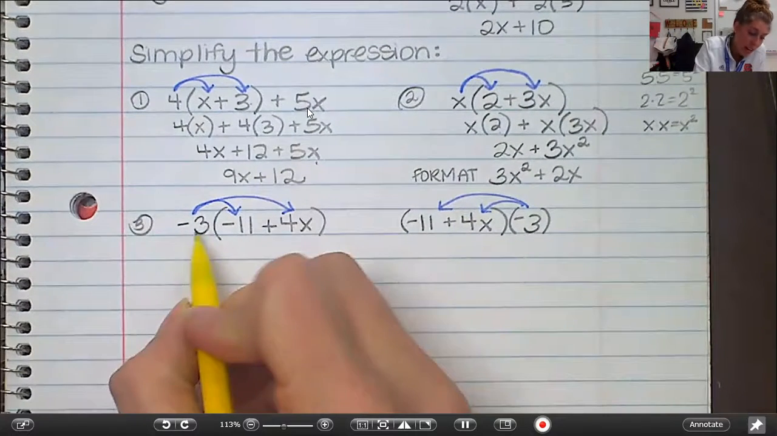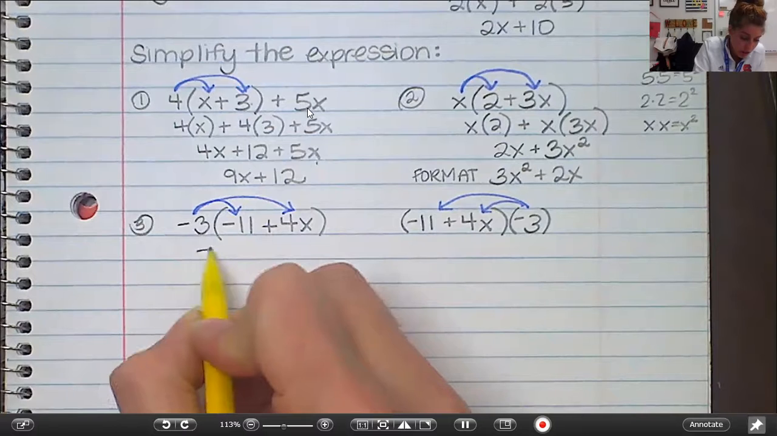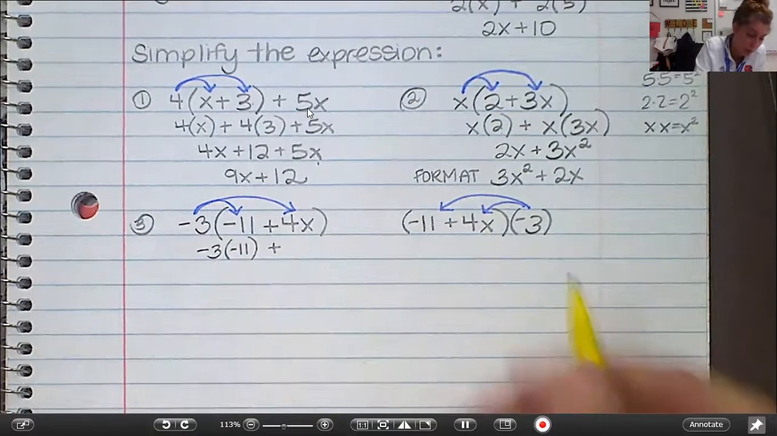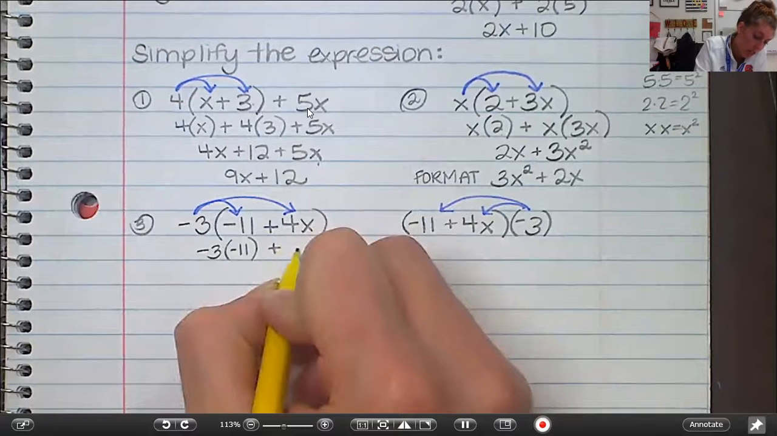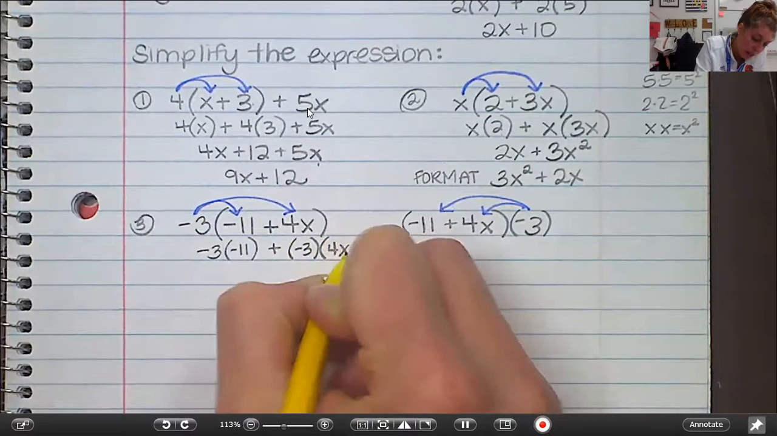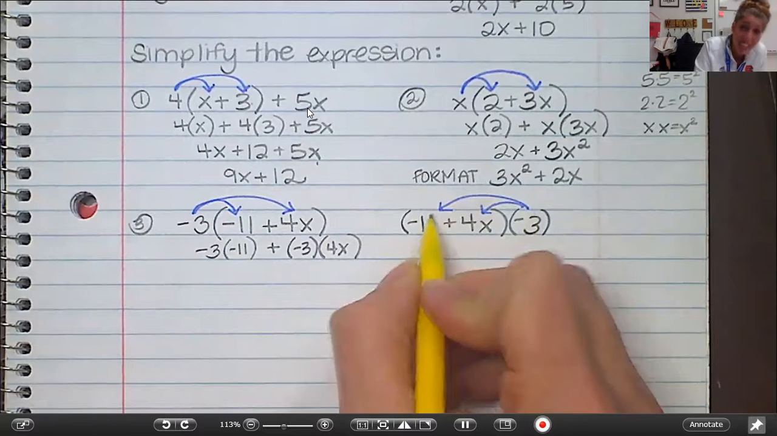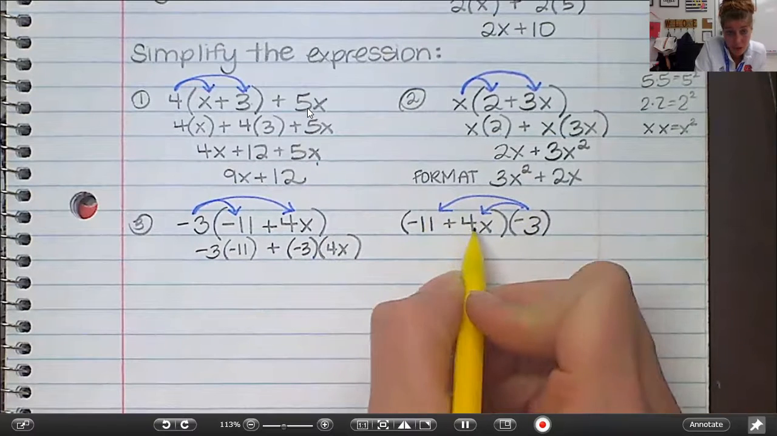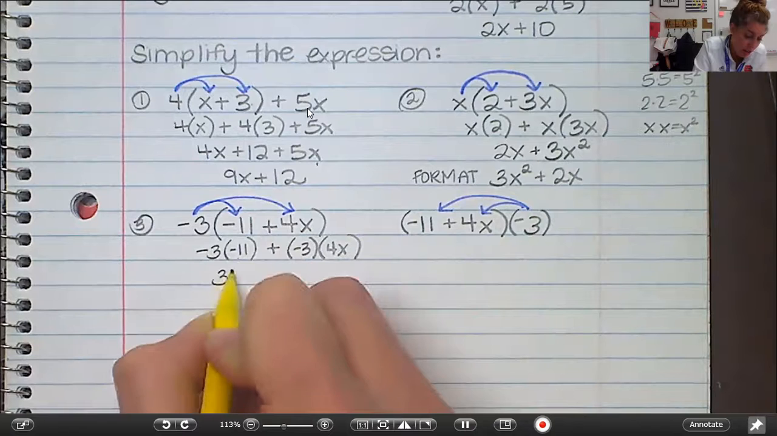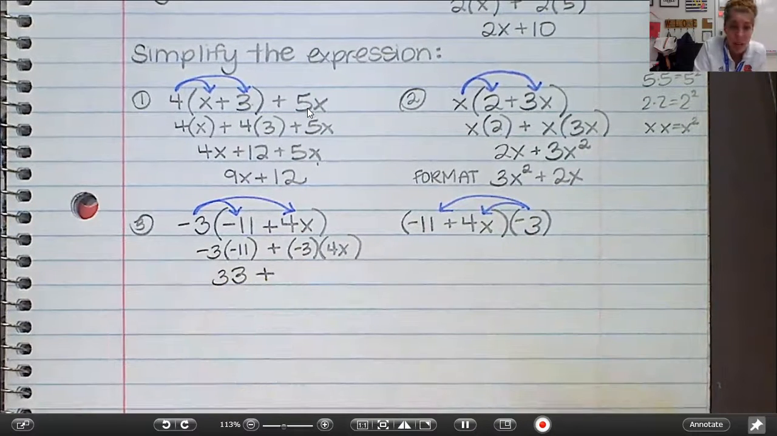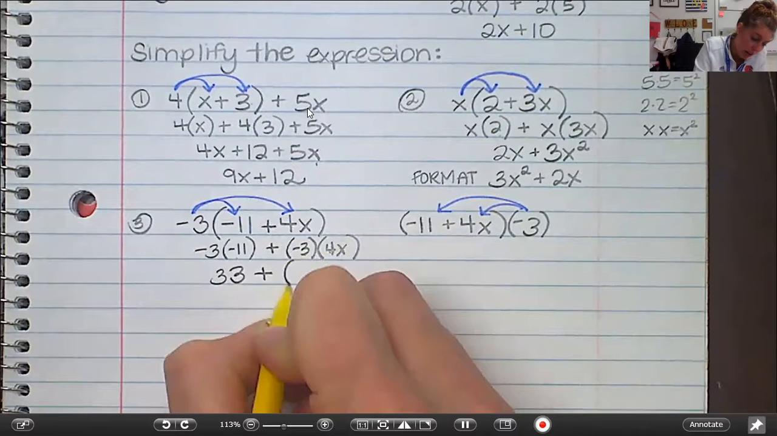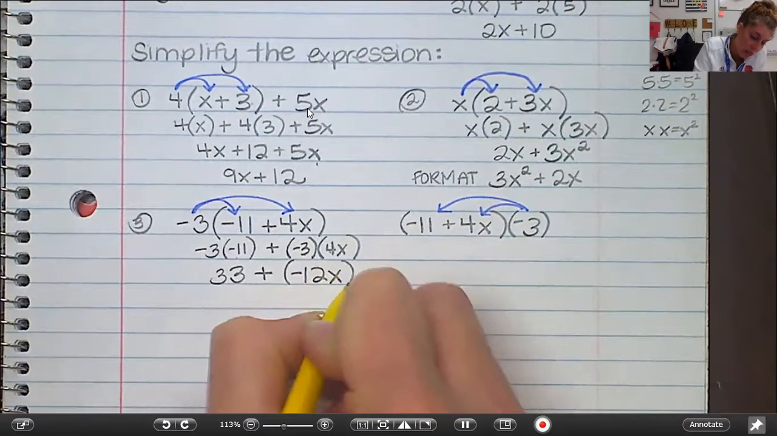Right? So -3 times -11 plus, just bringing down the plus sign, -3 times 4x. And again, that would be the exact same over here, no difference. So now I'm going to simplify it. -3 times -11 is 33, and -3 times 4x would be -12x.